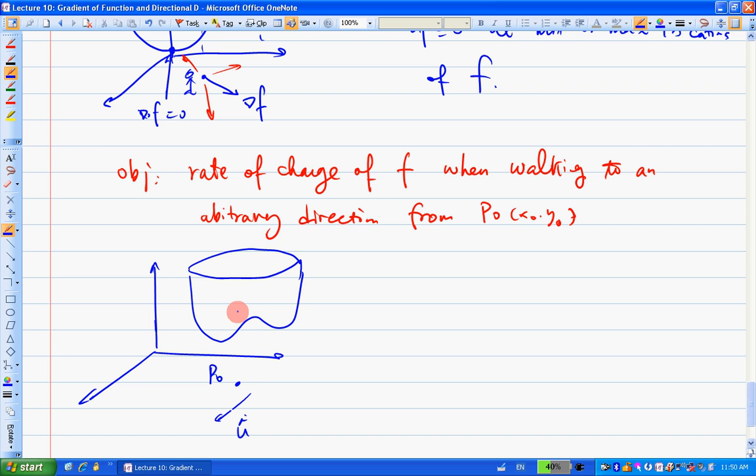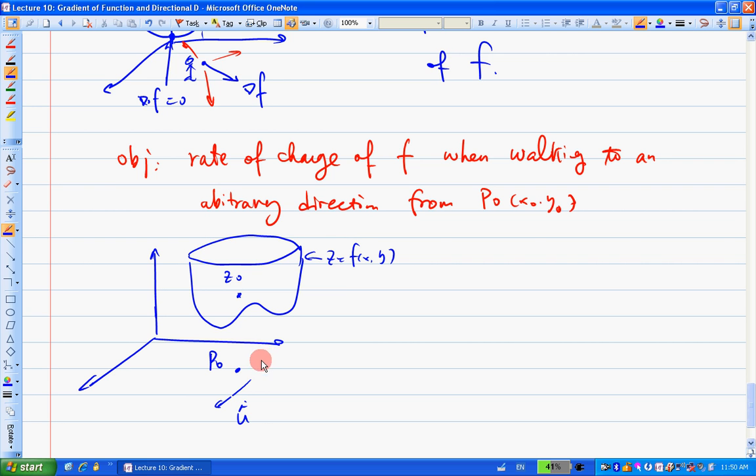And at the P naught, you probably have this z naught here. And this is a surface z. So I can think of this scenario as this. Essentially, when you're walking along the u hat from P naught, the trajectory is basically a line. So let's call it L.